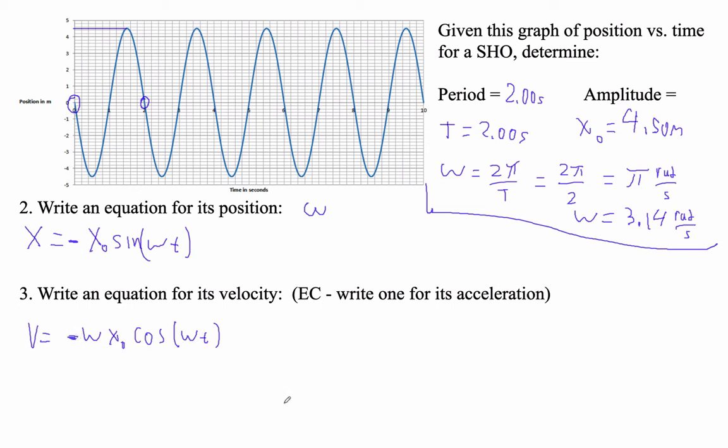Okay, it's pretty simple, right? So let's write an equation for its position. That's going to be the opposite of, and our x naught is 4.5 meters, right? Times sine, and then what's our omega? I'm just going to go with the pi, right? You could say 3.14 times t.